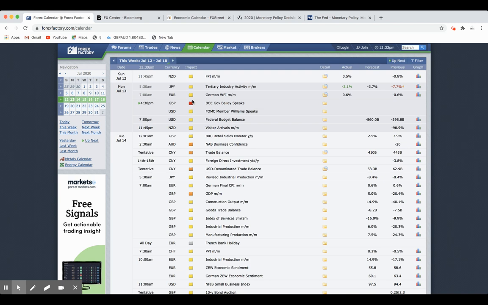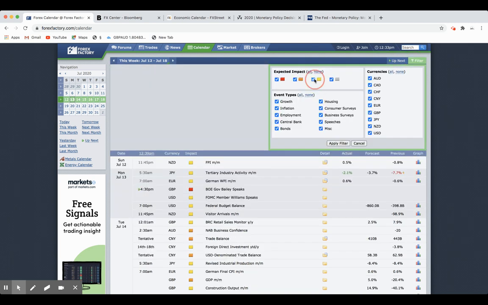So what we only want to focus on, what we only need to focus on is this high impact data, okay, these red little factory symbols. So what we're going to do is just filter out all of the lower impact data.